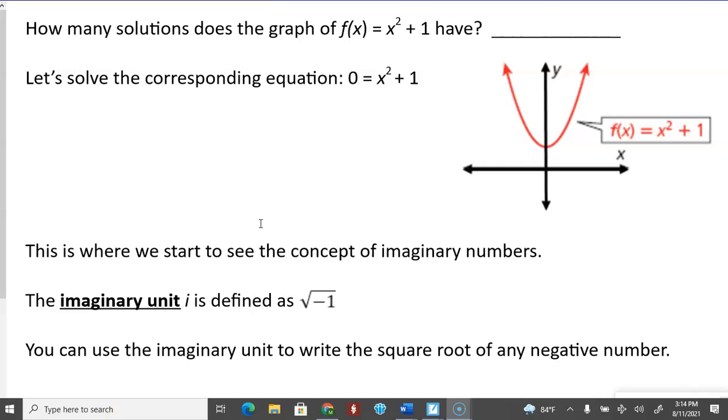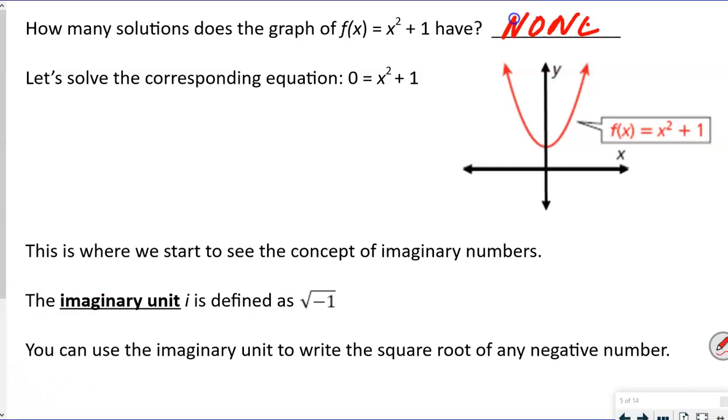So does this graph f of x equals x squared plus 1 cross the x-axis? No. So according to this equation, what we see here, how many solutions does this graph have? It has none. So then it says, let's solve the corresponding equation. So what we're going to do is we're going to take this equation, 0 equals x squared plus 1, and we're going to solve it.